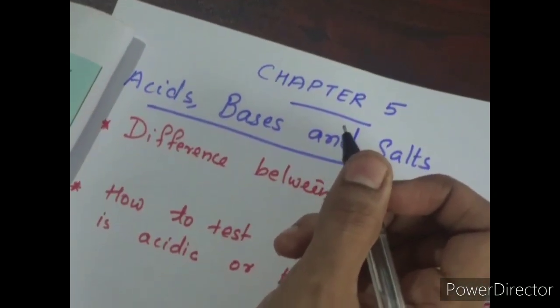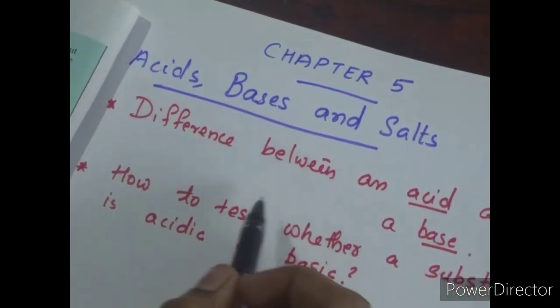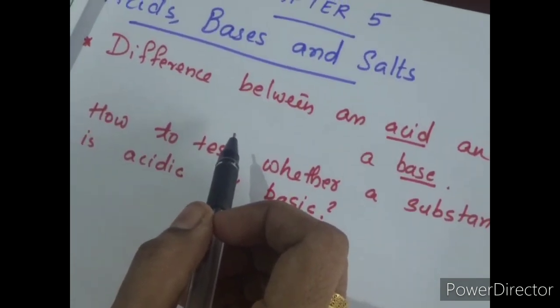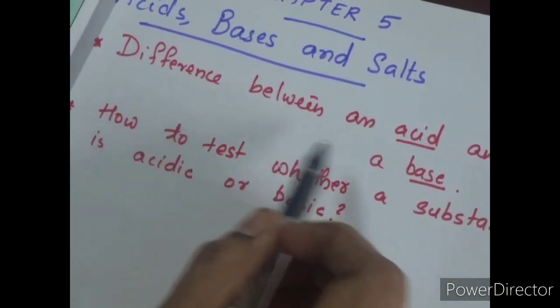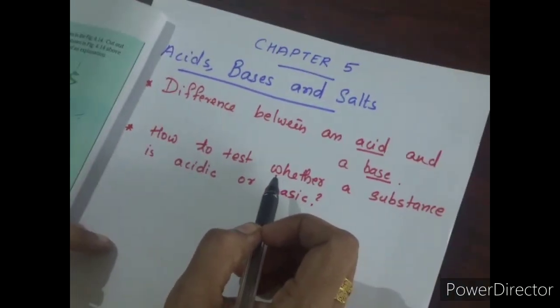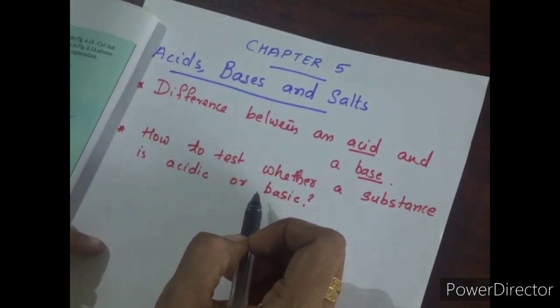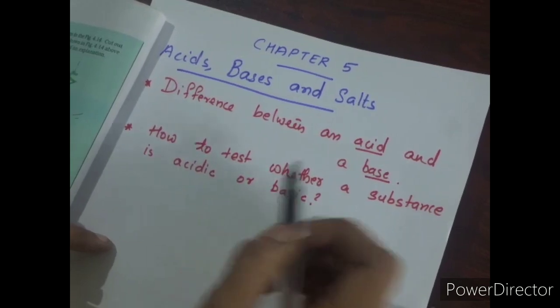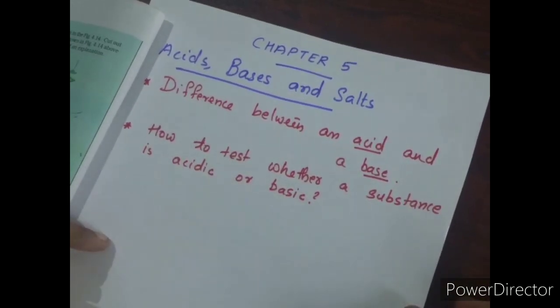Chapter 5: Acids, Bases and Salts. In this chapter, you will study the difference between an acid and a base, and how to test whether a substance is acidic or basic. Let's study from the text.